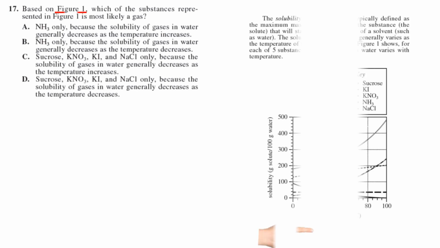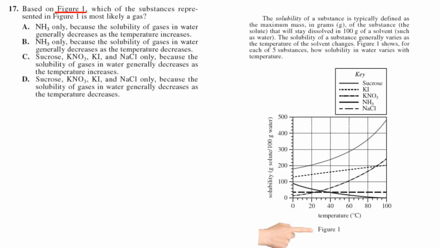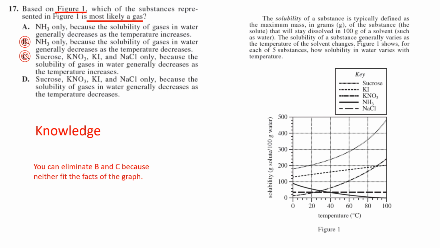Number 17, based on figure 1, which of the substances represented in figure 1 is most likely a gas? So there's a little bit of knowledge here, and you may just know that NH3 is a gas. If you don't, you can still eliminate B and C because they don't fit the graph. Look at choice B. NH3 is this solid line. The solubility of gases in water decreases as temperature increases. So choice B is out, and C is out for the same reason.